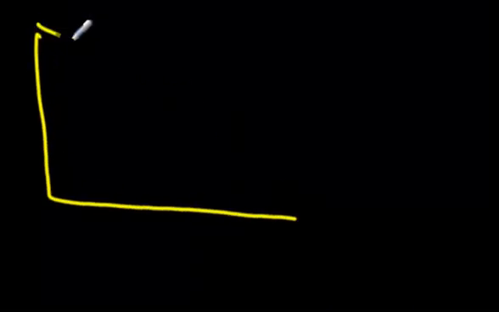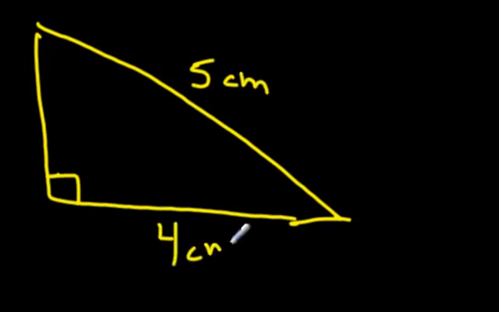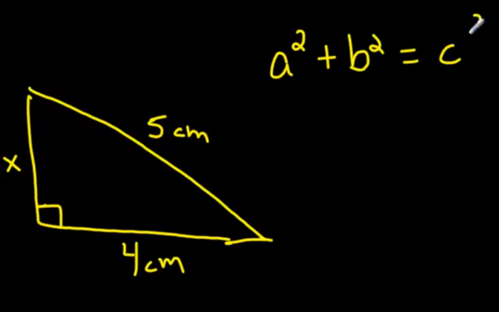Let's draw a triangle. That's a terrible triangle, but let's just go with it. So let's pretend that we know that the longest side here is 5 centimeters. And we know that this side here is 4 centimeters. But we do not know what this side is. Well, you start by using this formula. You say, okay, well, I know A squared plus B squared is always C squared.